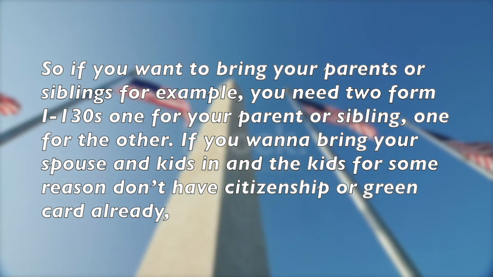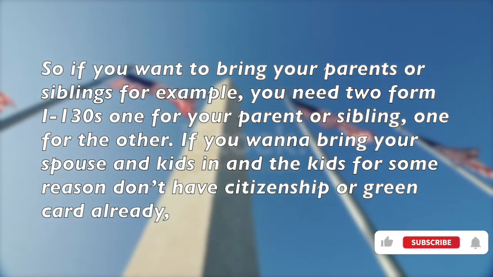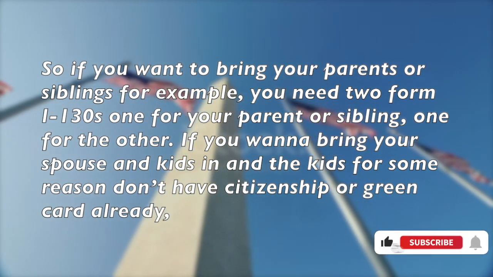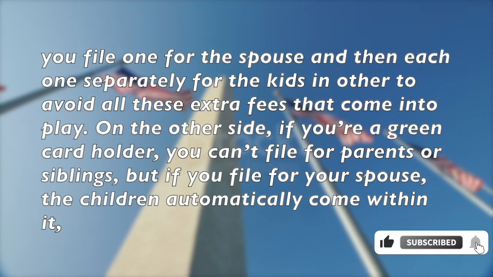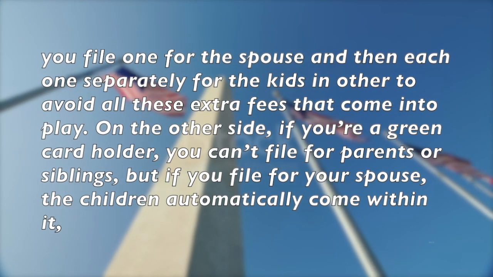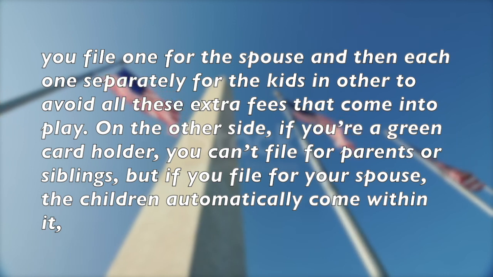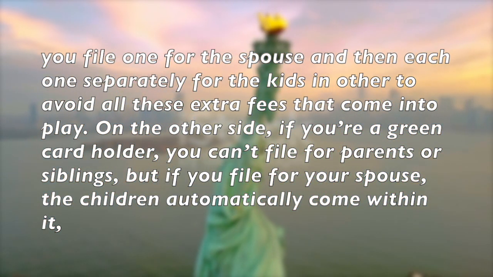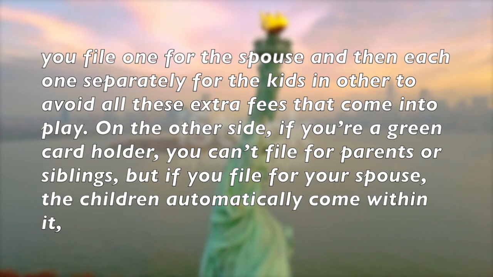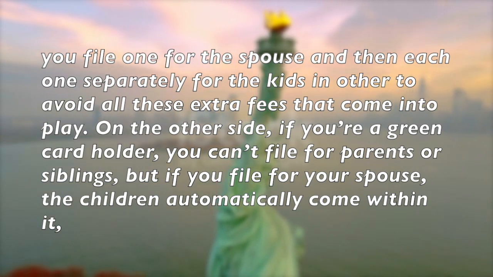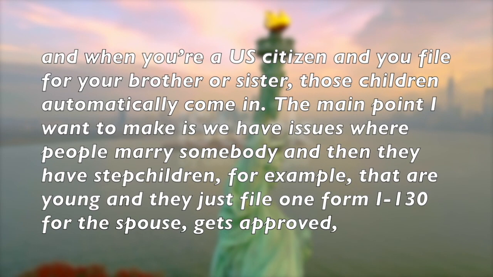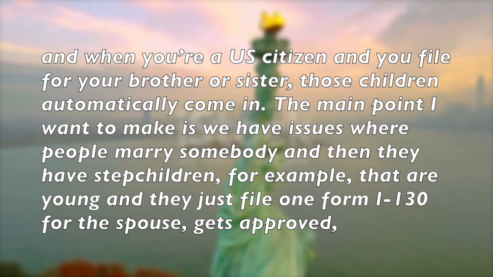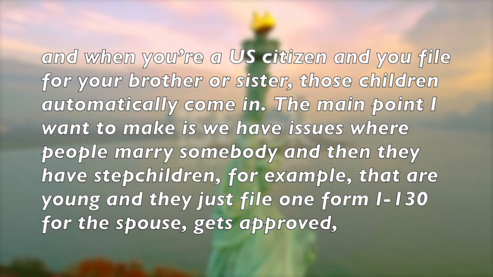If you want to bring your spouse and kids in, and the kids for some reason don't have citizenship or a green card already, you file one for the spouse and then each one separately for the kids, in order to avoid all these extra fees that come into play. On the other side, if you are a green card holder, you can't file for parents or siblings, but if you file for your spouse, the children automatically come within it. And when you're a US citizen and you file for your brother or sister, those children automatically come in.